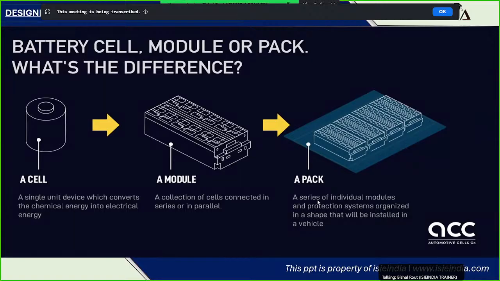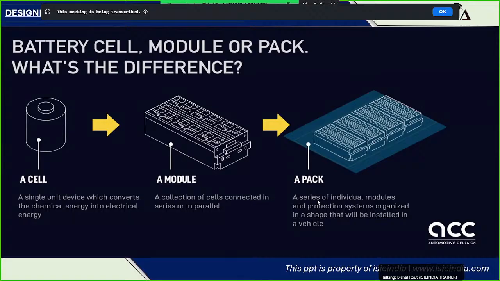Like our body, every energy creation process happens inside the cells of our body. We have muscles, inside our muscles we have blood, in the blood we have cells, and inside those cells our energy is created in the mitochondria. Likewise, a cell is the basic unit of a complete battery pack where the actual electrochemical reaction takes place. When cells are connected in series or in parallel, they lead to the creation of a module, and when modules are connected in series and parallel, they lead to the creation of a battery pack, right?